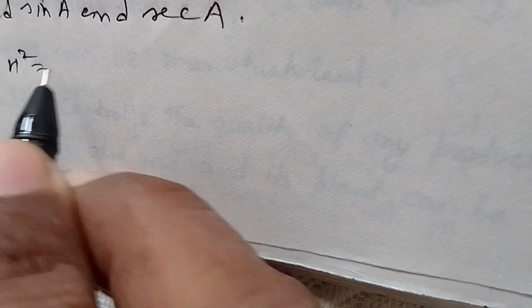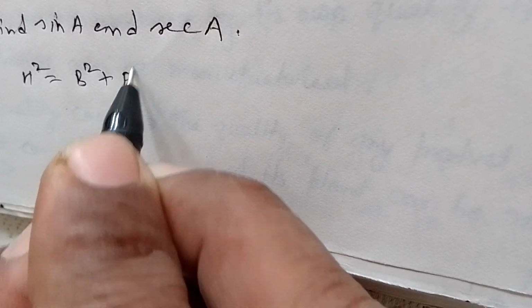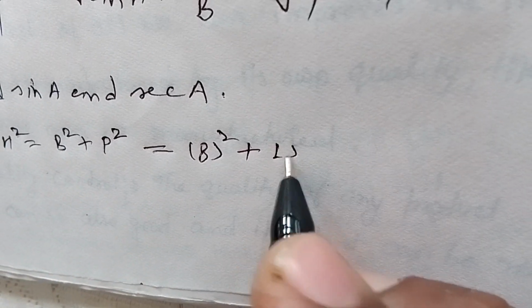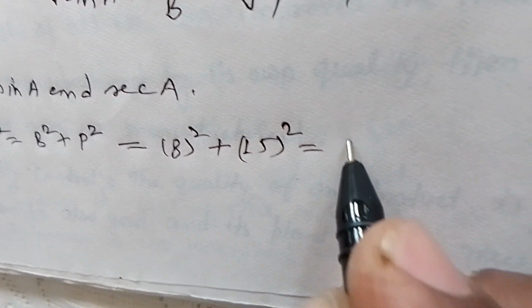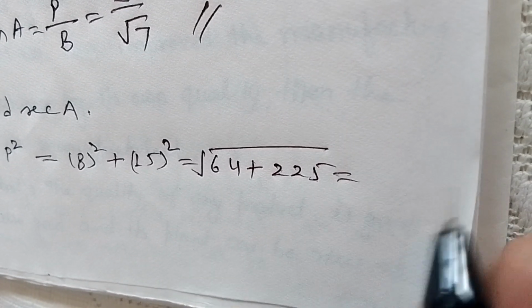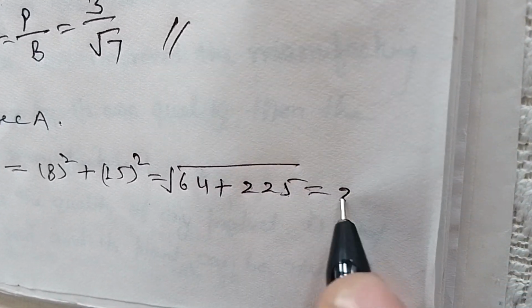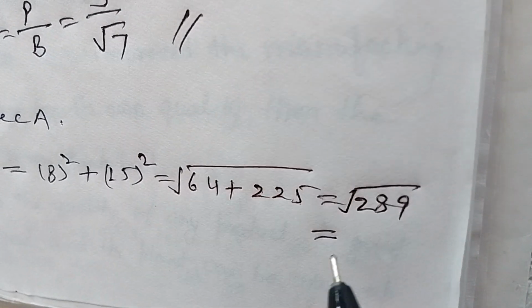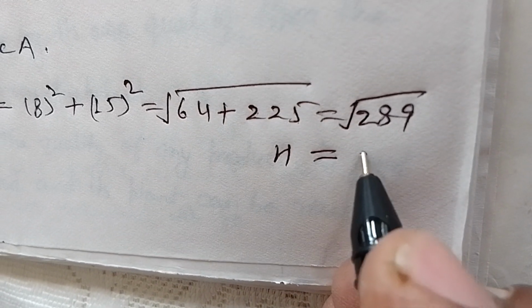So from this we have to calculate the value of hypotenuse. To calculate the value of hypotenuse, we have the formula h square is equal to base square plus perpendicular square. So by inserting the values of base 8 square plus perpendicular 15 square, we get 64 plus 225. It comes out to be 289. That on further simplification gives us the value of hypotenuse is equal to 17.